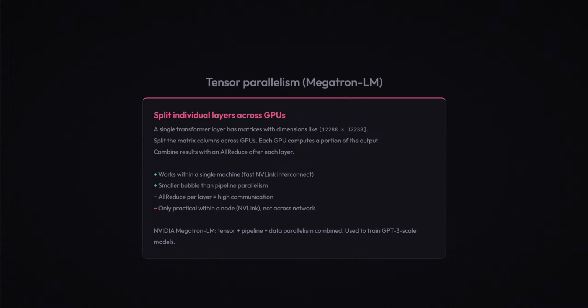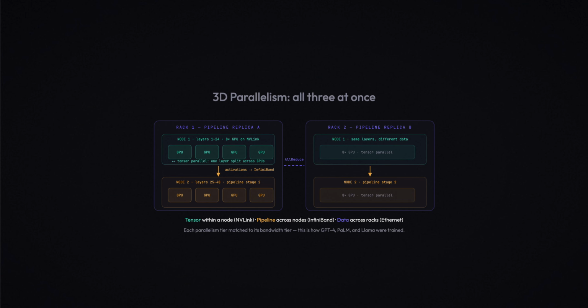In practice, frontier model training uses all three strategies simultaneously. This is called 3D parallelism, and the diagram shows the whole thing. Zoom into a node first. 8 GPUs connected by NVLink, all working on the same layer. That's tensor parallelism at the tier with the highest bandwidth.